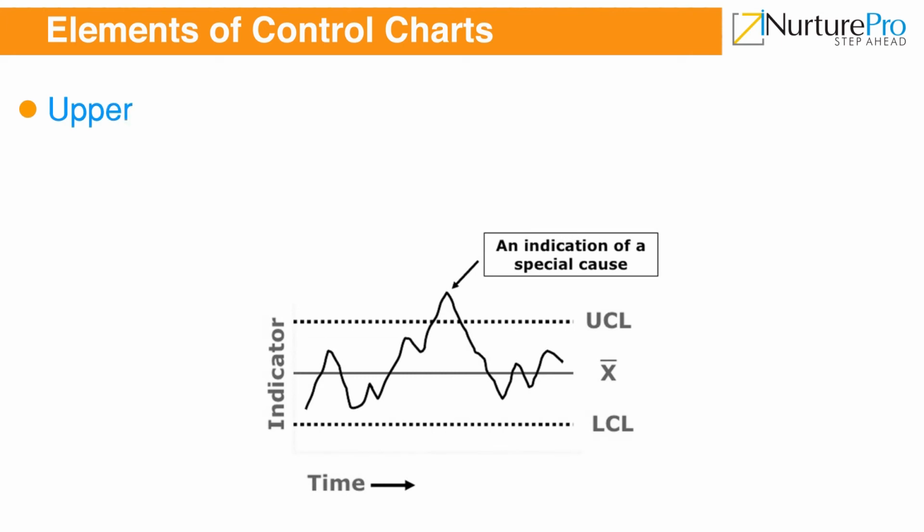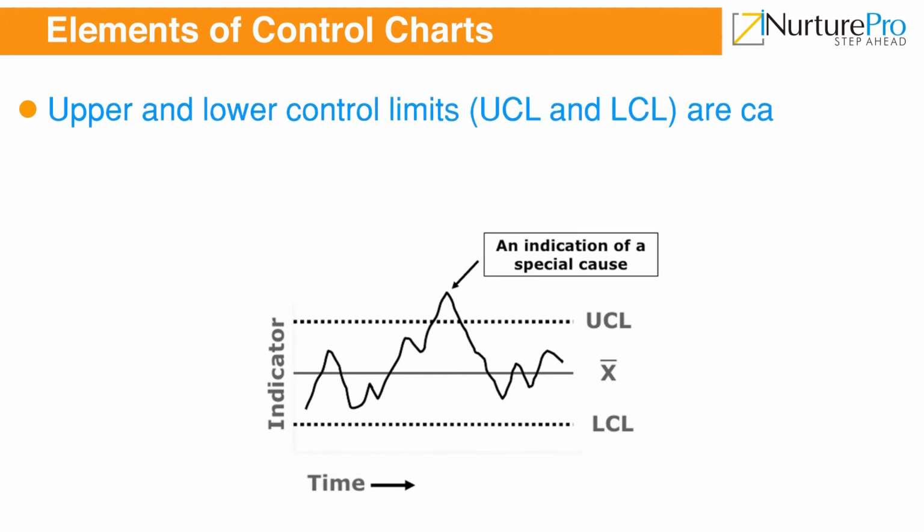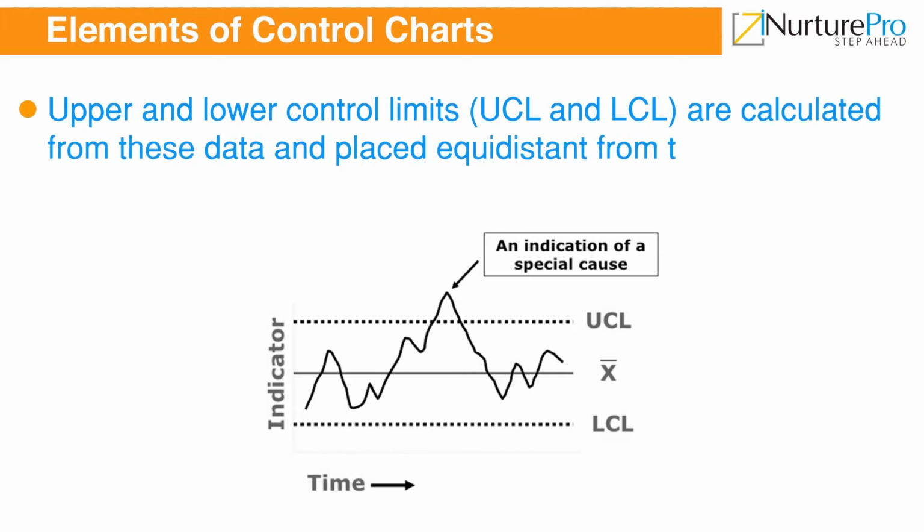Upper and lower control limits, or UCL and LCL, are calculated from these data and placed equidistant from the central line. Control limits are used to find special causes and capability of the process. If special causes are absent, then the mean, upper and lower limits can be used to find the future capability of the process. Next, let's look at types of control charts.